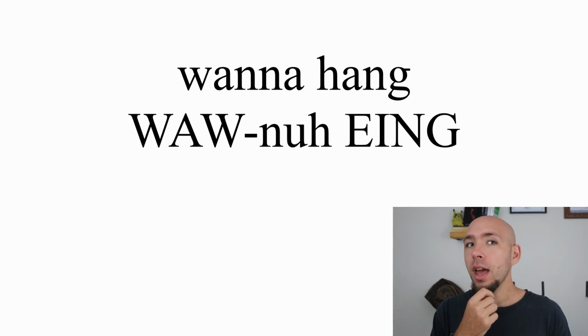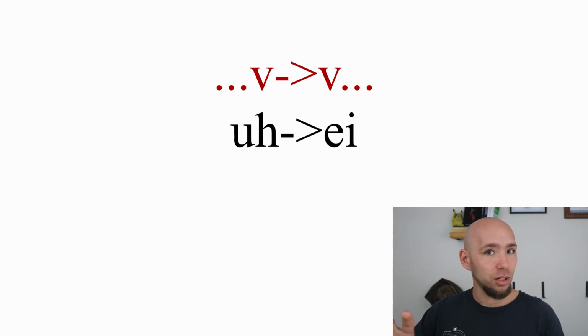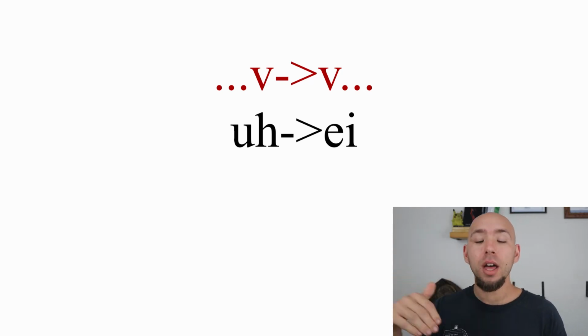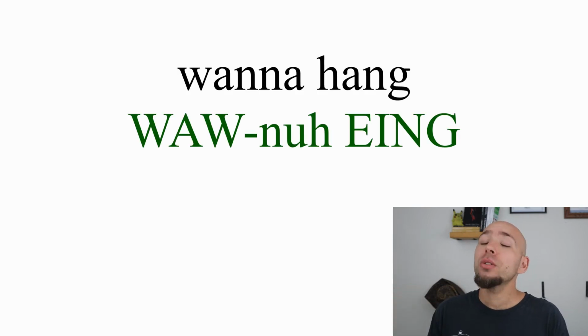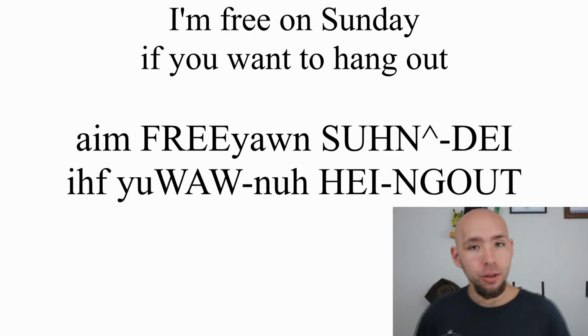Wanna hang. Okay, so we go vowel to vowel, which means there's no connection there. It's general rule number 2 without the exception. Okay, go from schwa to A, the diphthong A, and they would flow. And you can do that here, right? If you want to hang out. You don't actually have to say the H there. It's okay. I'm free on Sunday if you want to hang out.